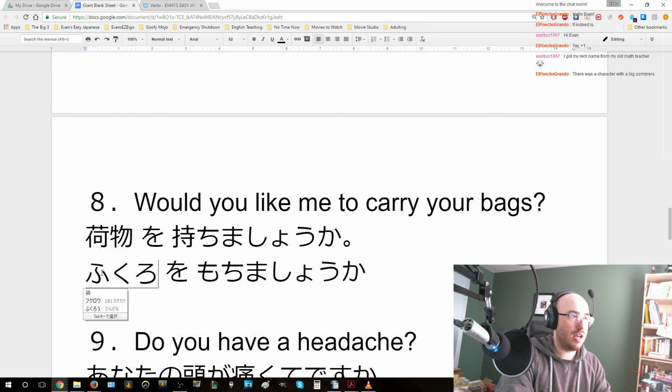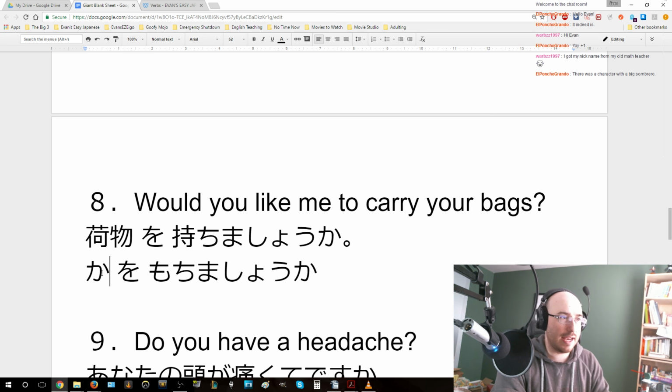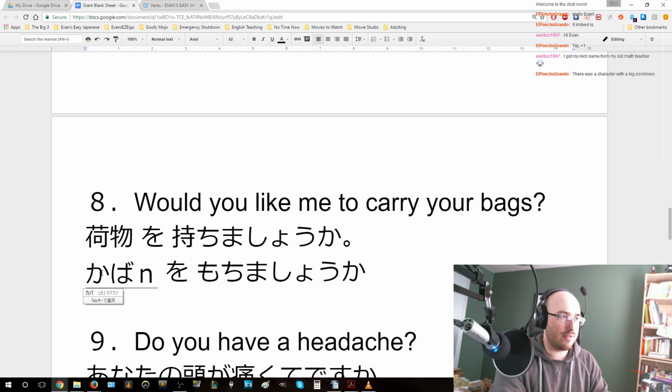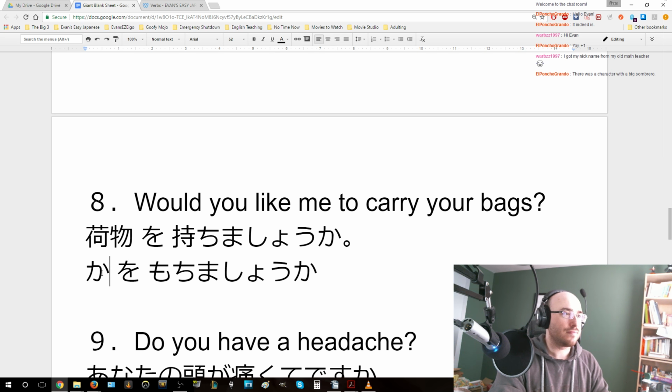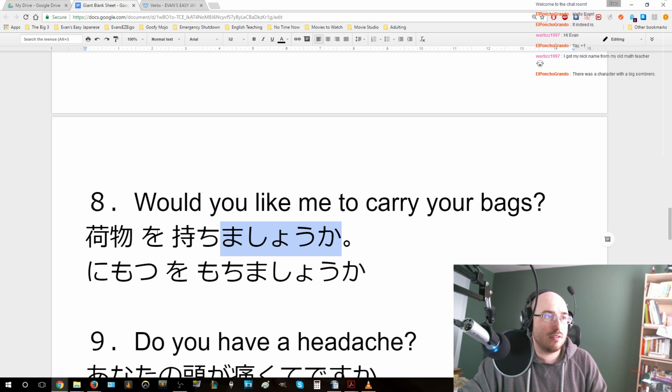Fukuro is like literally a bag, or maybe a kaban, depending on what kind of bag it is. Fukuro is more like your plastic bags and your sacks, whereas kaban is more like briefcases and stuff, like book bags. But nimotsu is much more like luggage. Omochimashou ka? Doing this mashou ka, it's just stem plus mashou ka, change the mas to mashou, means let's, or let's do it. If you make it a question, it's almost like shall we, or shall I, and shall I carry your bags? This works fine.